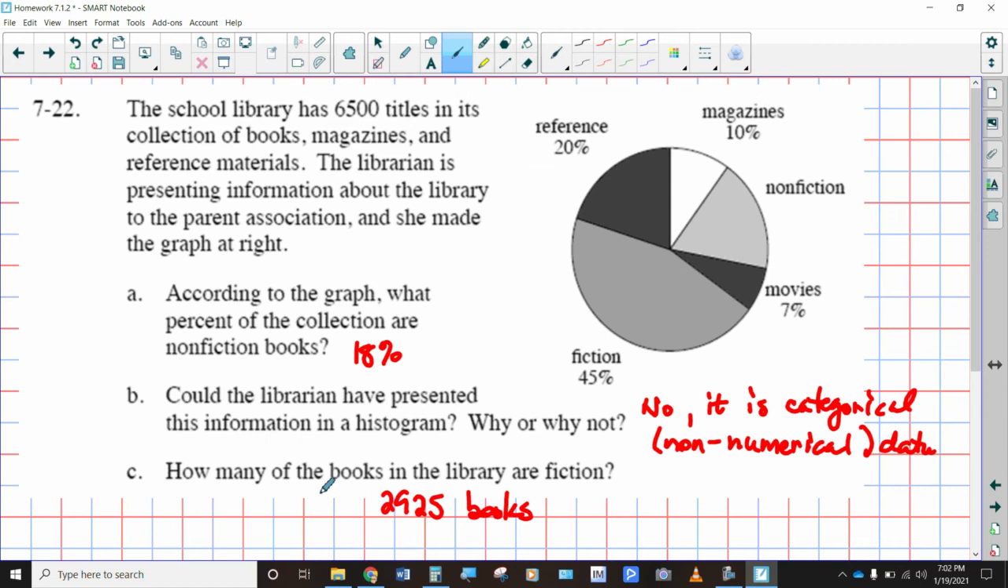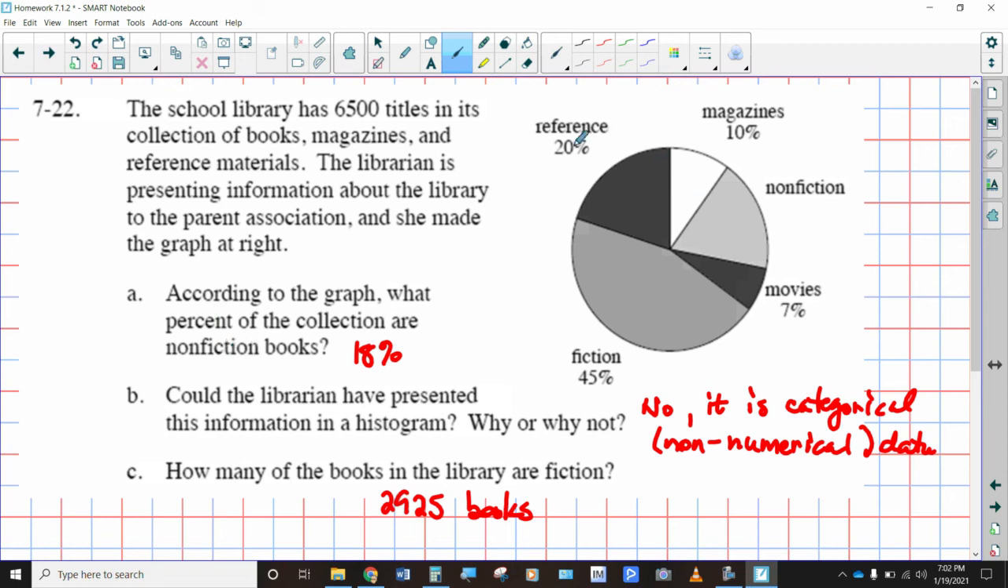All right, let's interpret this circle graph. The school library has 6,500 titles in its collection of books, magazines, and reference materials. The librarian is presenting information about the library to a parent association, and she has made this graph here at the right. Okay, so are they going to ask us what the nonfiction percent would be? I think so. According to the graph, what percent of the collections are nonfiction?